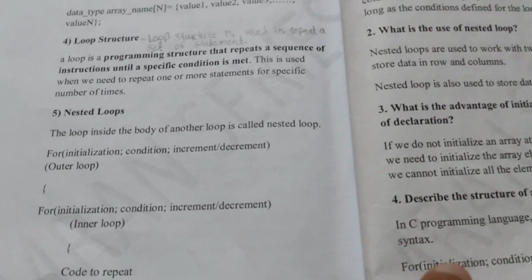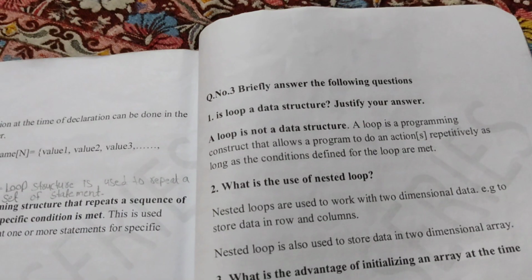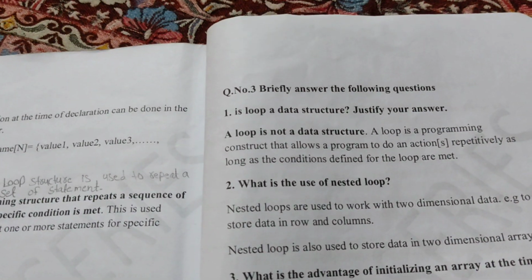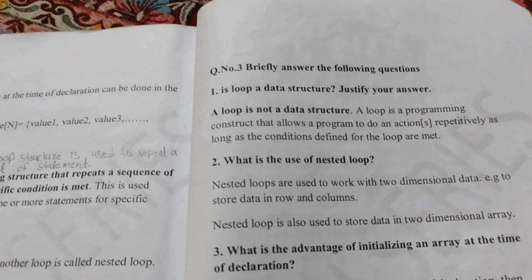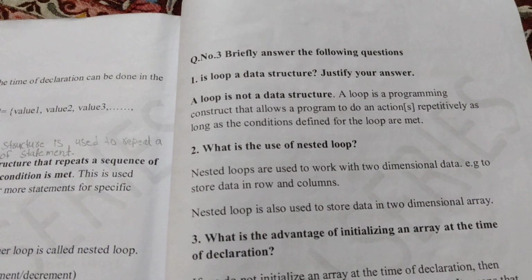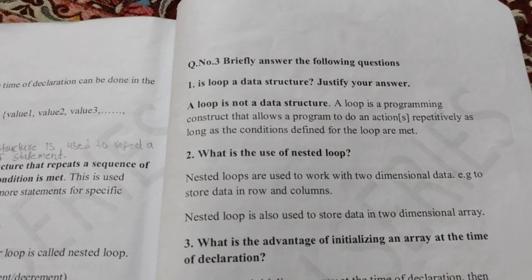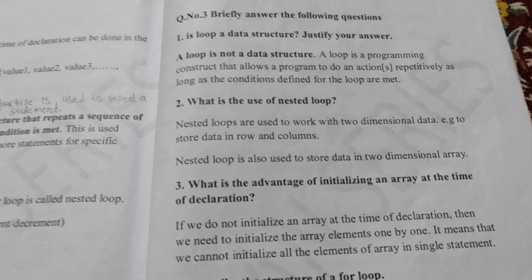Now we are moving forward to the next page. Here we have question number 3. Is a loop a data structure? Justify your answer. A loop is not a data structure. A loop is a programming construct that allows a program to do an action repeatedly as long as the condition defined for the loop is met.